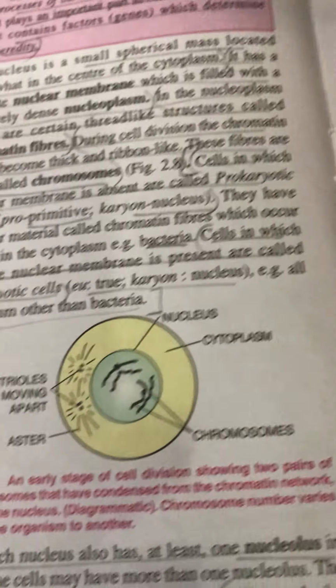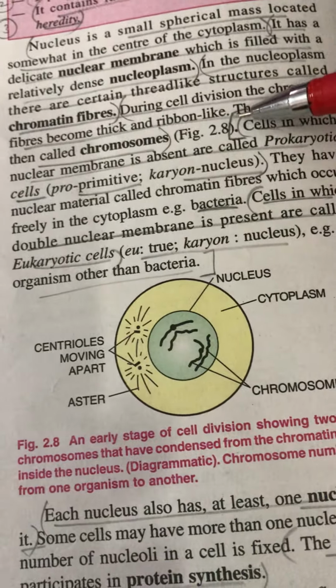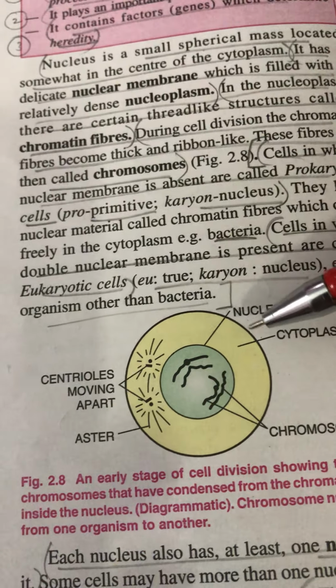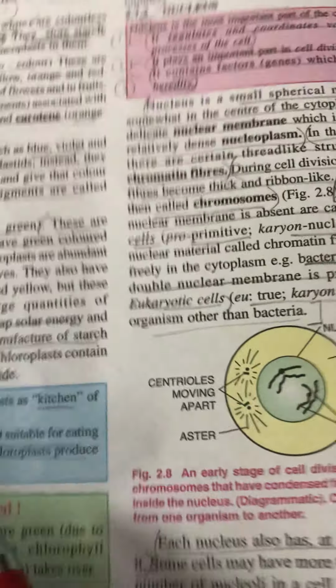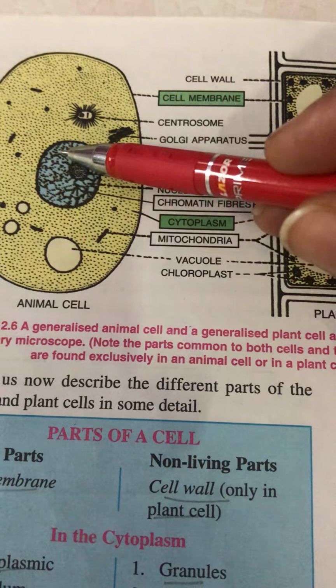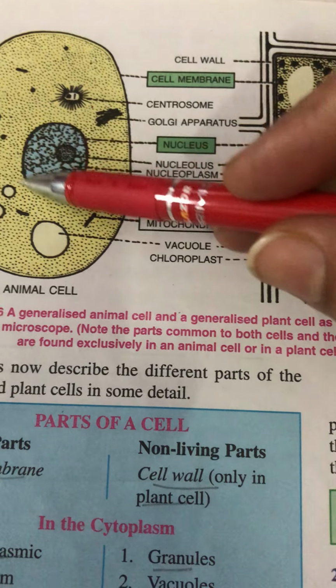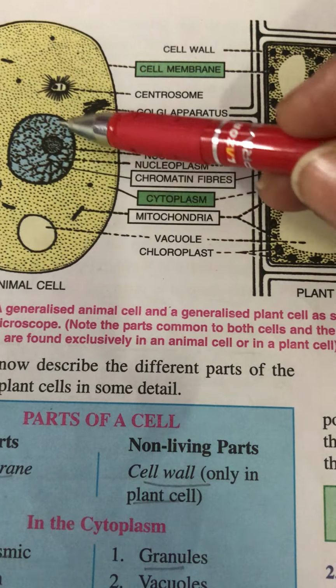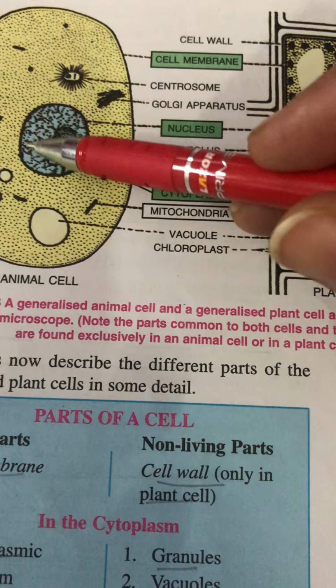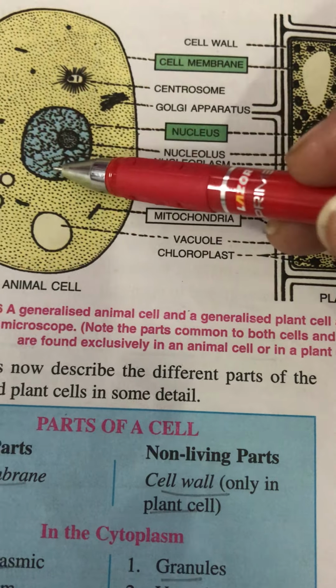If we look at the structure, the nucleus is surrounded by a membrane called the nuclear membrane. And inside the nuclear membrane, there is a liquid, a jelly-like substance, which is called the nucleoplasm. This is the nuclear membrane and the nucleus is filled with nucleoplasm. And inside it, we have one or more than one spherical body which is called nucleolus. And in the nucleoplasm, we have an irregular network of fibers called the chromatin fibers.